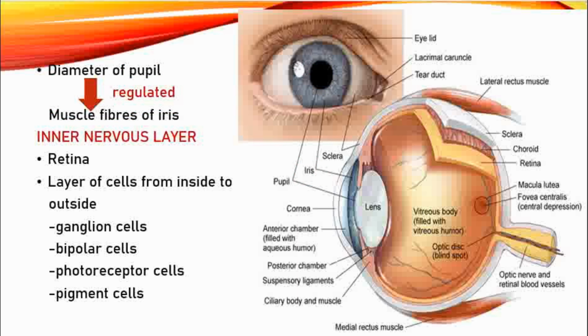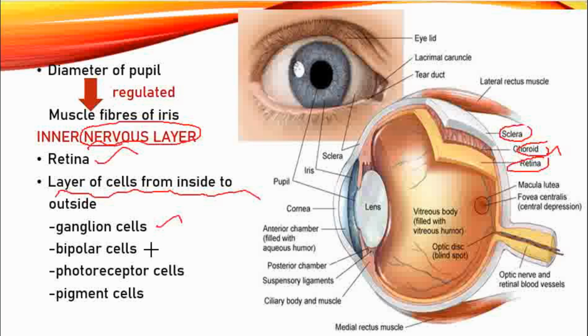Next, coming to the inner layer, the inner nervous layer. The inner layer is made up entirely of nerves. So in this inner nervous layer comes the retina. Here you can see the retina. So the sclera, choroid, and next comes the retina. The retina contains layers of cells from the inside out: ganglion cells, bipolar cells, photoreceptor cells, and pigment cells. That we will be discussing in the next video.